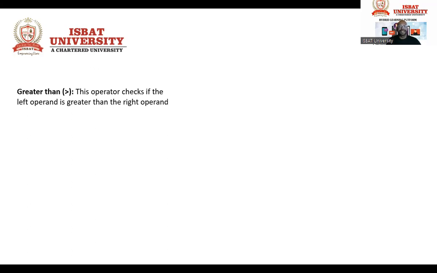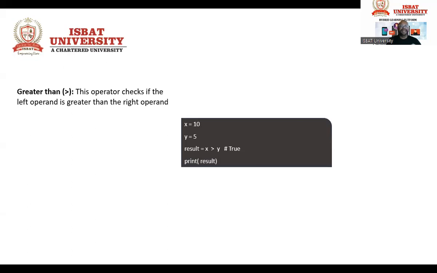See the sample code up here. We have x equal to 10 and y equal to 5. We are comparing the left operand x, whether it is greater than the right operand y, which is 5. And definitely we know it should give us a true value, and the result, what we print, should be true. Look at the Jupyter Notebook output. It is true.